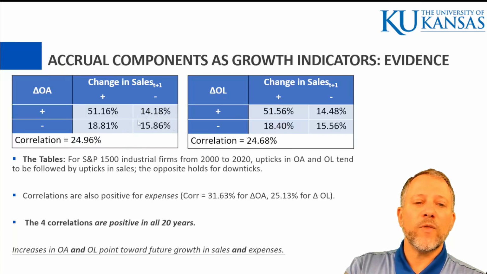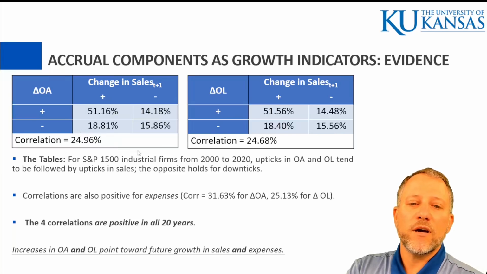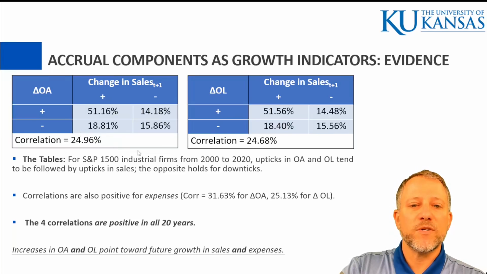Right? It's more likely that both this year's change in OA and next year's change in sales will be negative than that you have a mismatch between the two things. So when you look at the 2 by 2 correlation of these 4 boxes, it represents a correlation of 24.96%.